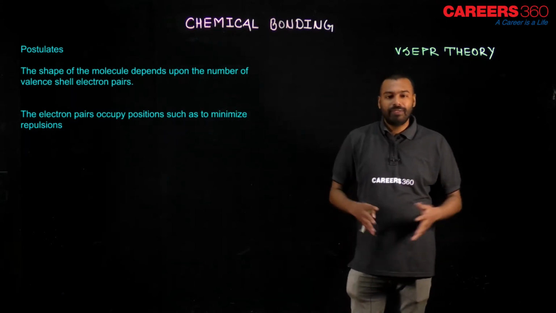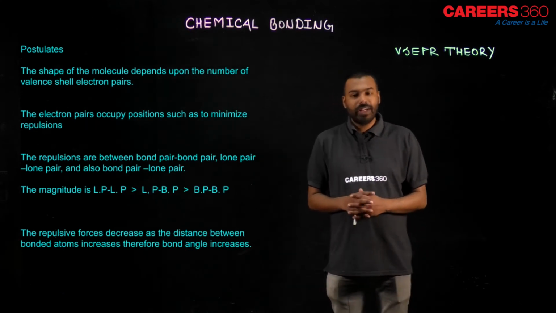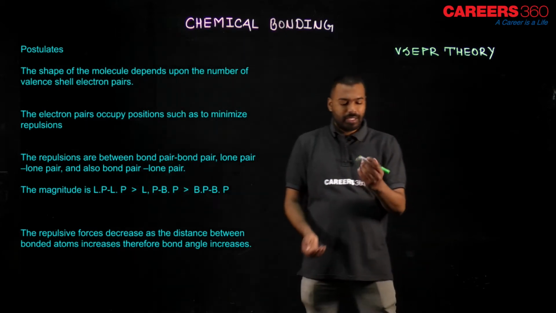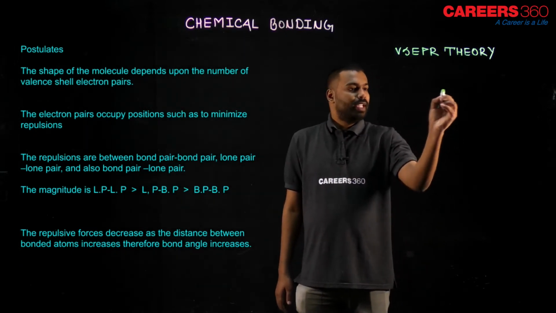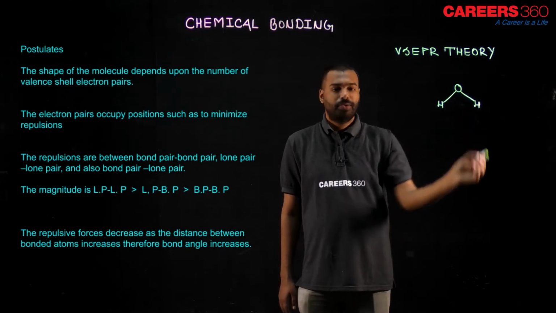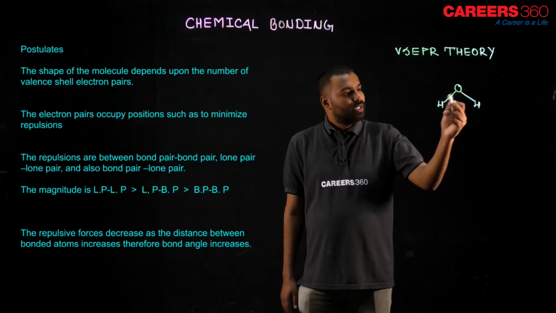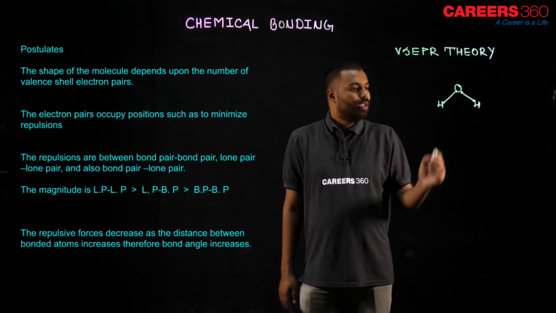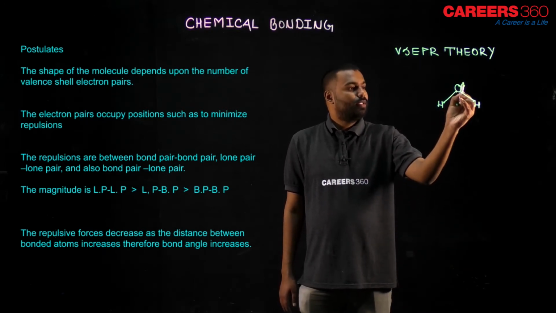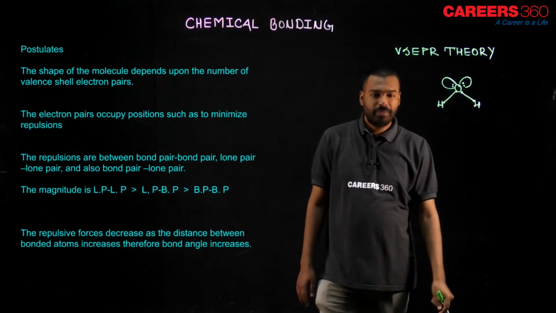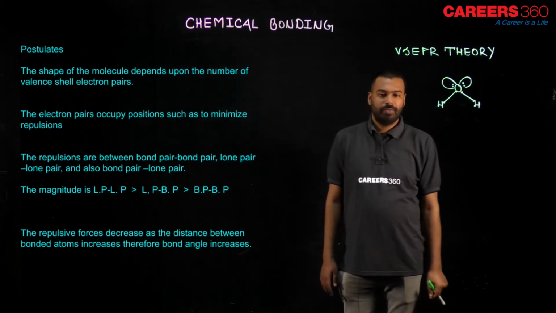Let us see some other facts about VSEPR theory. Repulsions are between bond pair and lone pair. Suppose I am writing here oxygen, hydrogen, hydrogen. This is a bond, so these electrons are bond pair electrons. One electron here, one electron here, one electron here, one electron here. These are the bond pairs, and here is a lone pair. Lone pair means those electron pairs that are not participating in the bond formation.